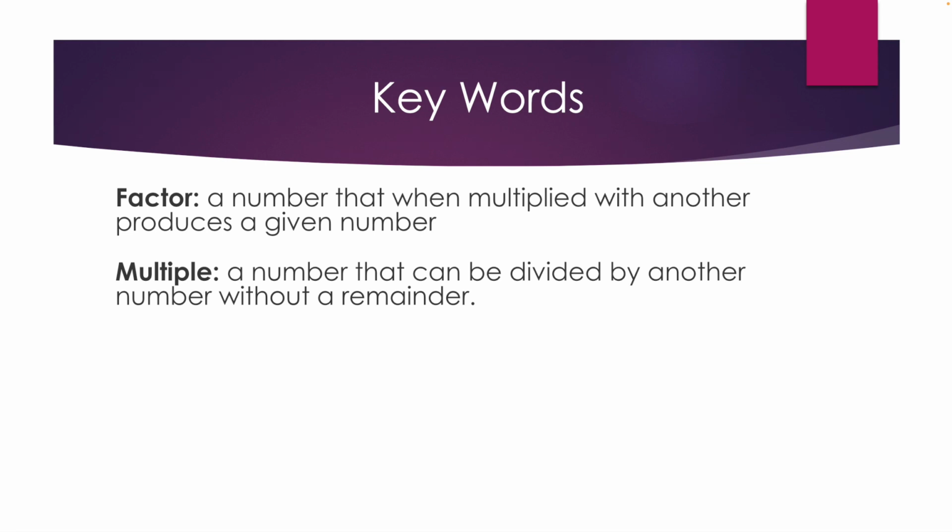So they're often confused because they do have sort of a similar definition. They're easy to mix up, but they are very different. So a factor goes into that number, and a multiple is numbers that that number goes into as you count up.